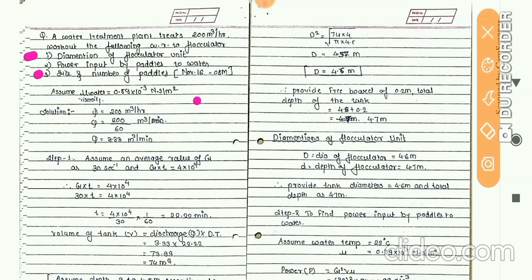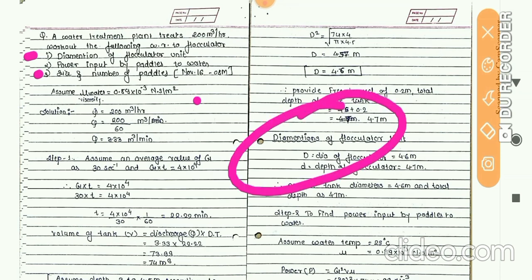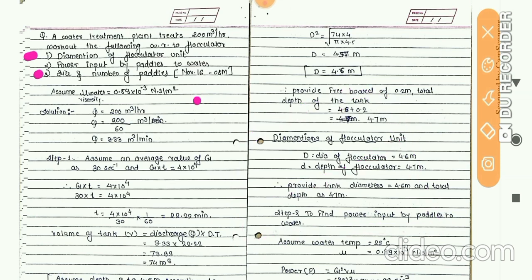Very first we have to understand the volume of that flocculator. Let's consider the flocculator unit is circular like that. So it may have certain depth and the diameter. The total rate of discharge is given, that is 200 m³ per hour. So we have to convert this rate of discharge into m³ per minute. So 200 divided by 60 is equal to 3.33 m³ per minute.